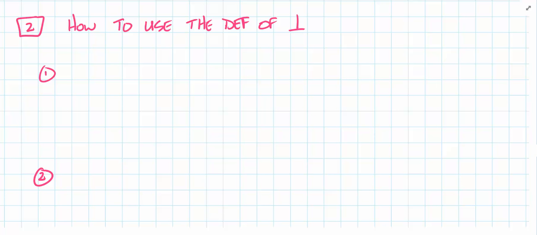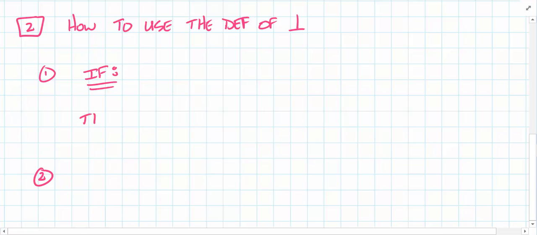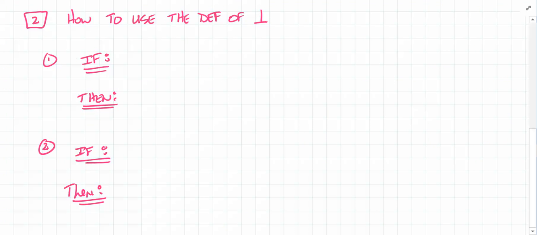Okay, how do we go about using the definition of perpendicular? We can use it in two ways. Okay? First, and both of them are if-then statements. Remember these things? Okay, here's the first way. Here's how we can use the definition of perpendicularity.